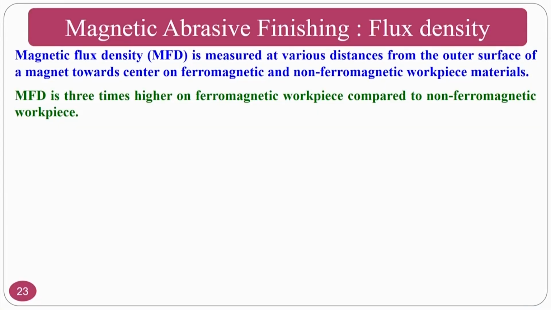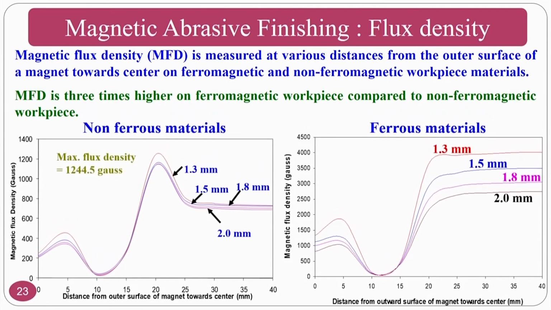Magnetic abrasive finishing, where you see the flux density. Magnetic flux density is measured at various distances from the outer surface of the magnet toward the center of the ferromagnetic and non-ferromagnetic materials. The magnetic flux density is 3 times higher in a ferromagnetic workpiece compared to a non-ferromagnetic workpiece. For the non-ferromagnetic workpiece, the maximum achieved is 1200, but in the case of ferromagnetic material, it is approximately between 3500 and 4000. But at the same time, you can see it is observed at the central portion.